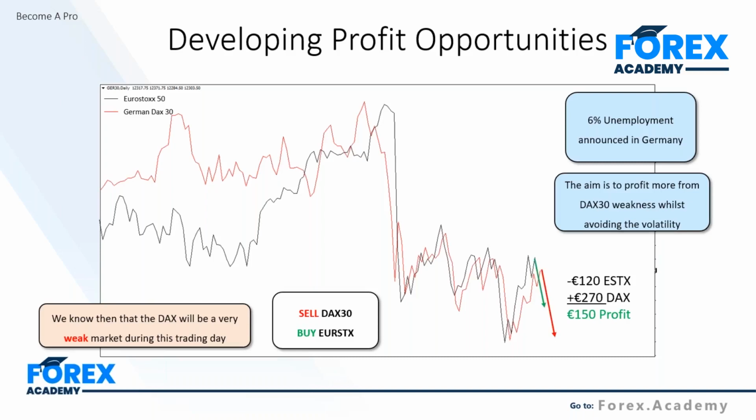So this is simply what you could do. You could look to sell the DAX, buy the Euro Stoxx. Again, if there's weakness across the markets, they will move down. You'll take a 120 loser in the Euro Stoxx, and you'll take, say, a 270 euro winner in the DAX. That's a hypothetical trade, but of course that is how you look to trade these profit opportunities. Effectively, that delivers 150 euro profit. So that is effectively one example of how you can develop your trading strategy.